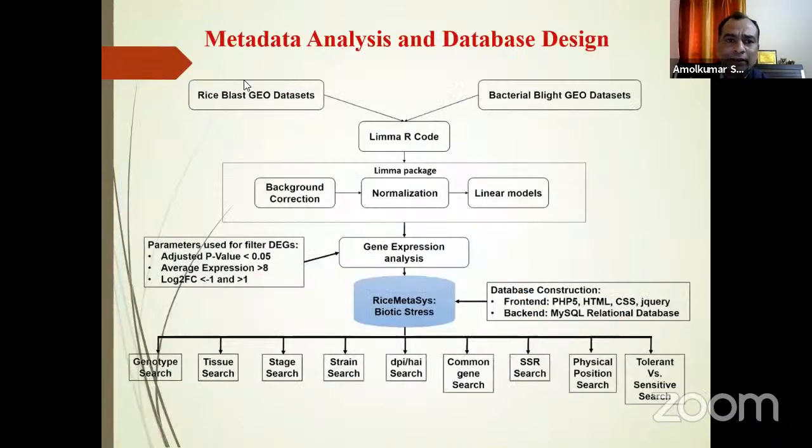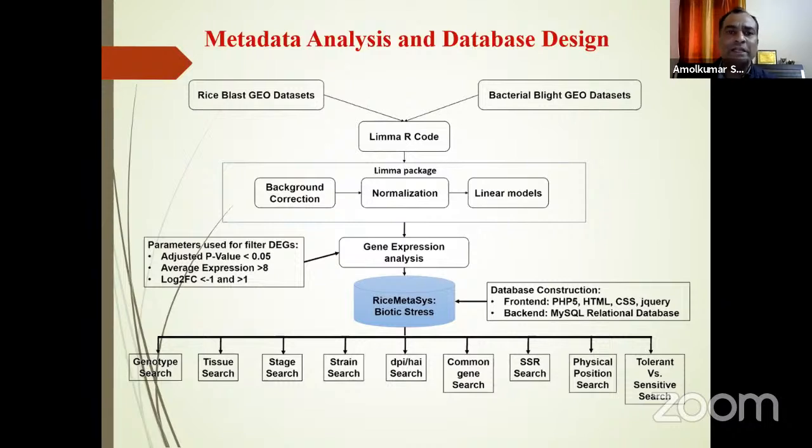So what we did, we took these GEO data sets and normalized them through the limma R code. After normalization, we checked the expression. Further, we developed this Rice Metastasis database, where we can identify genes on the basis of genotype, tissue, stage, strain, days post-infection or hours post-infection, and we can also do a common gene search. We can also identify SSR markers related to these genes. Even if someone has identified some QTL, how many genes are expressing within the range of this particular QTL can be identified, and tolerant and susceptible genes can also be identified using this.